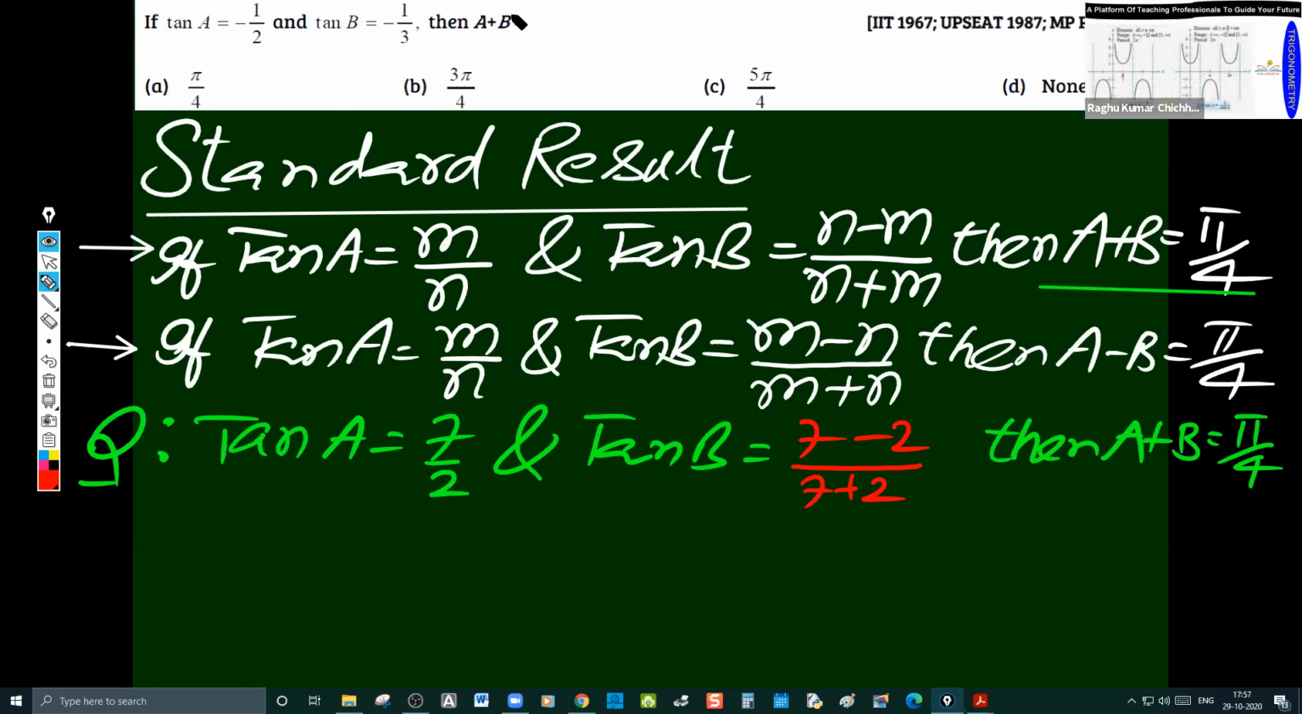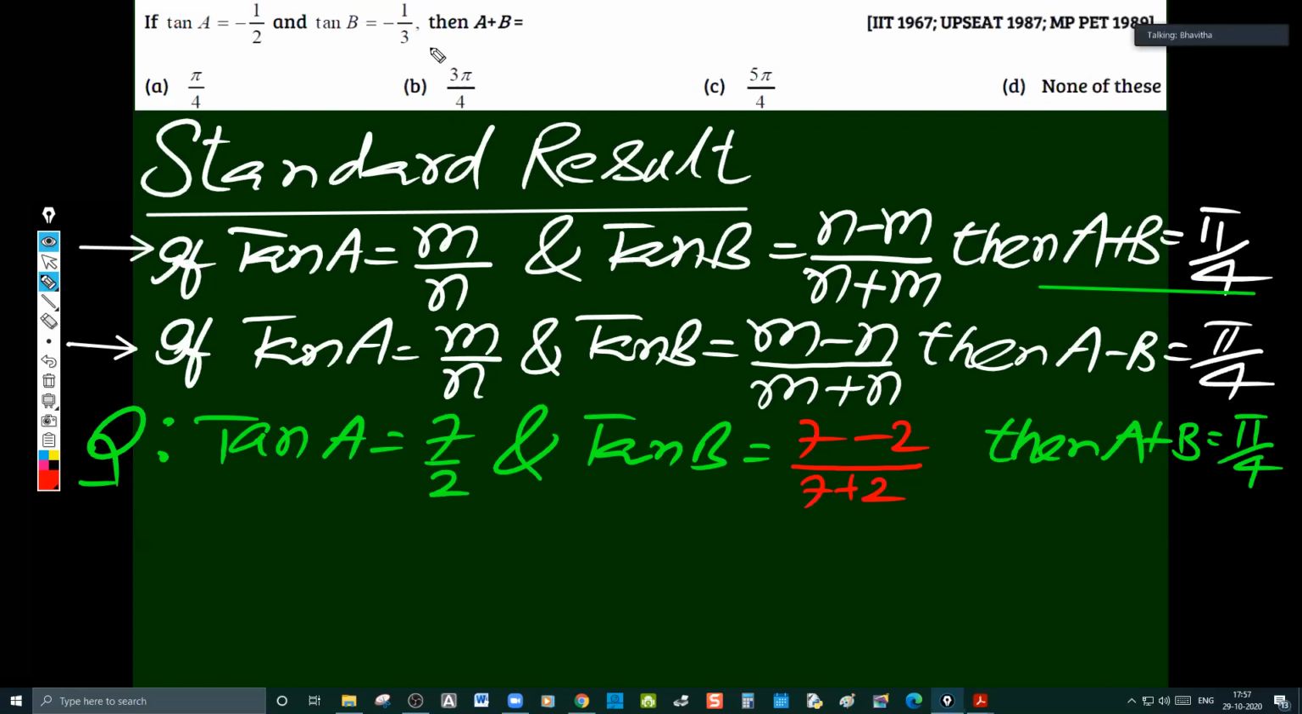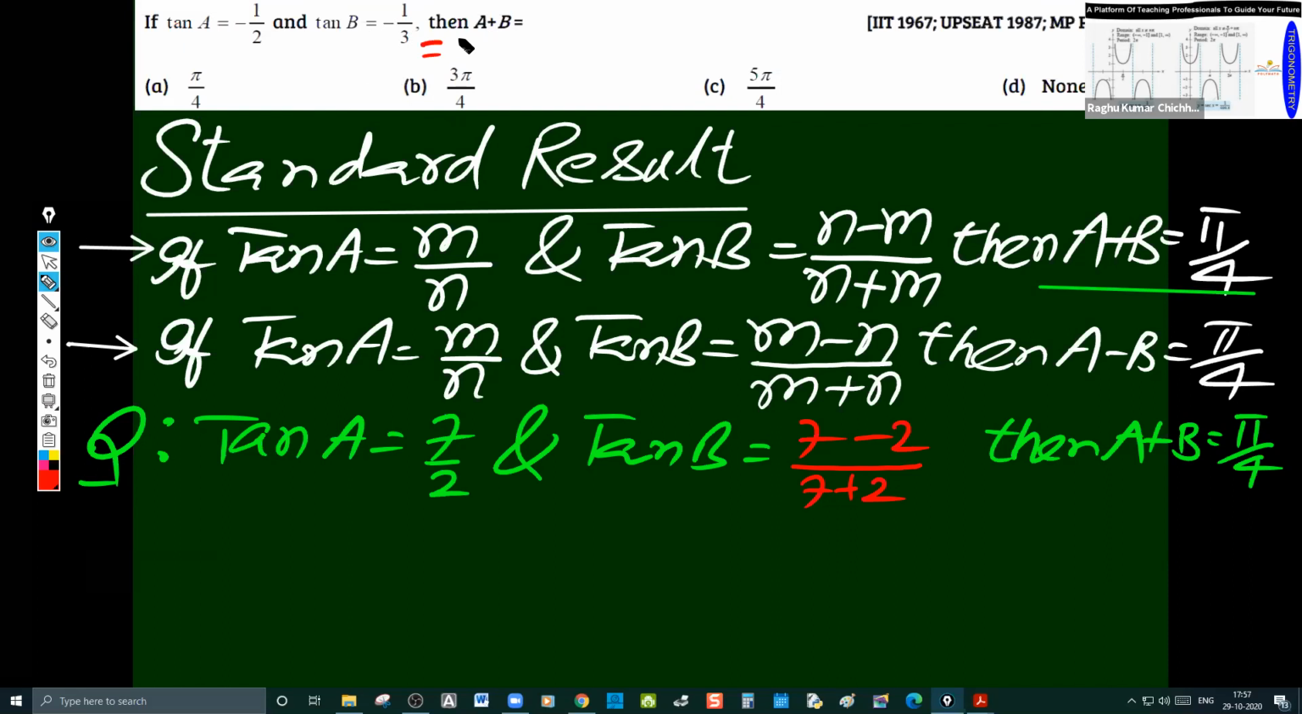But 1 by 3, you can write it in this way: 2 minus 1 divided by 2 plus 1. Just check it out. What is 2 minus 1? 1. What is 2 plus 1? 3. Where from did we get it? 2 minus 1 by 2 plus 1, which is 1 by 3. Just check it out.